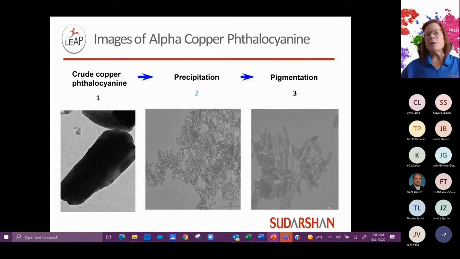As I mentioned, everything starts with the crude blue, which is the picture on the left-hand side, number 1. For the alpha blues, the precipitation step is the key for determining the alpha blues. The middle picture is the TEM of those initial crystals that are created when the crude blue is dissolved in sulfuric acid. The final picture on the right-hand side, number 3, shows those crystals grown into the appropriate size, and that is when the pigment is created.